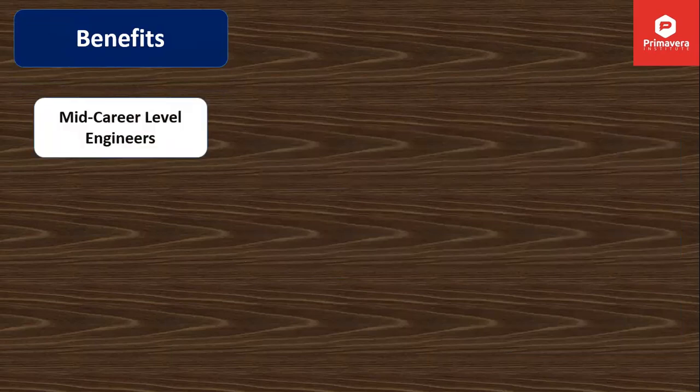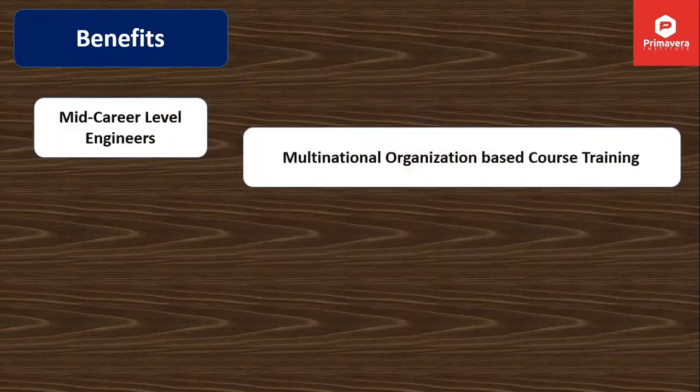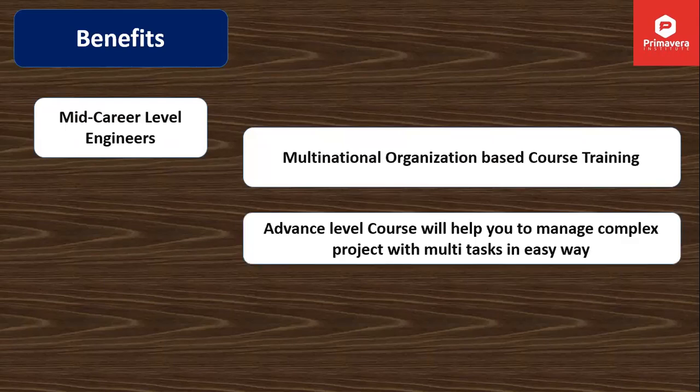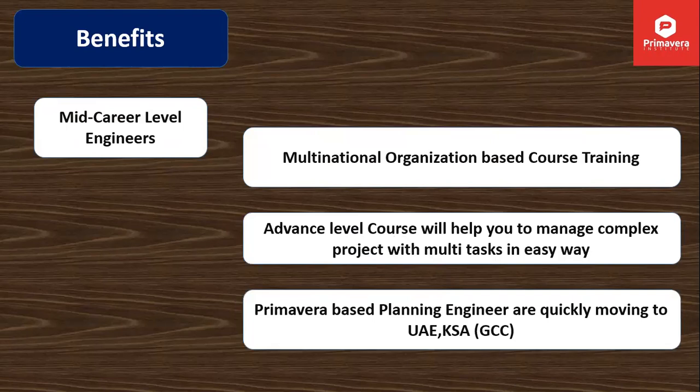And for the mid career level engineers who have 3 to 4 years of experience, what are the benefits for those engineers in this course? Multinational organizations are using Primavera 6 for their complex projects. So it is an opportunity for you to do this course and get into multinational companies. And then an advanced level course will be conducted in this training, which will give you an idea of how Primavera will simplify complex ideas and concepts to a very easy level. Okay. And yes, of course, in Gulf countries, you can go and find a job at a good salary.